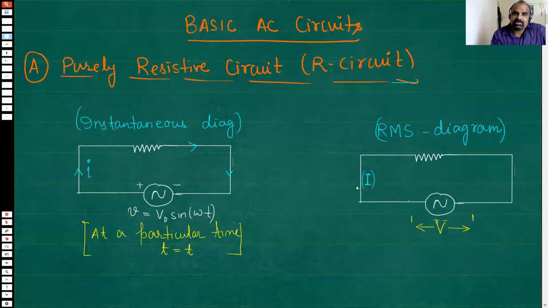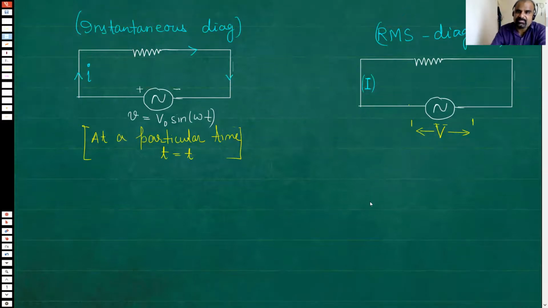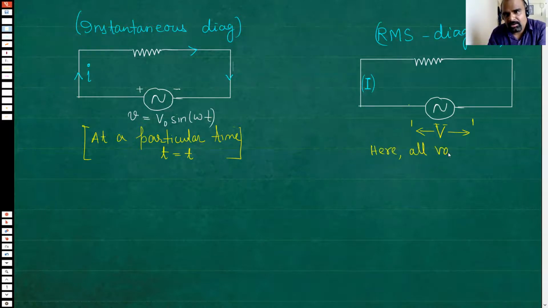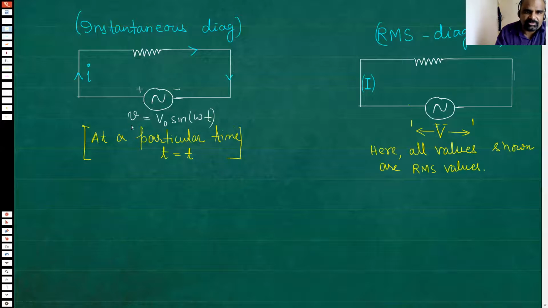An arrow for the current should be shown only for the instantaneous diagram and not for the RMS diagram, because the direction of the arrow keeps on changing. Fine. So these are all RMS values. Okay, let me write it. Here, all values shown are RMS values.